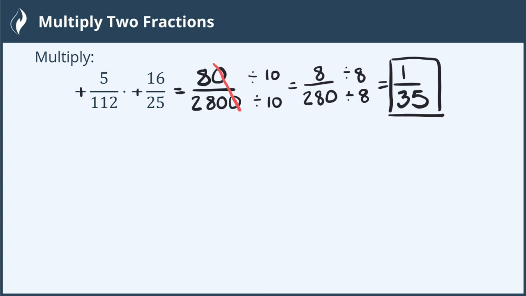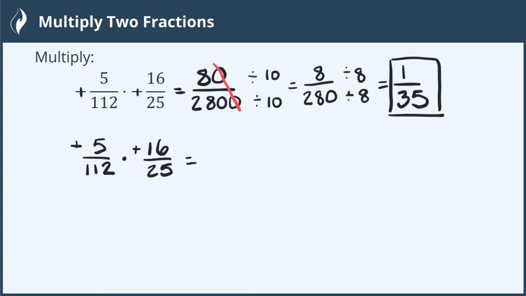Now that's the first way. The second way, and this is how I prefer it, is to simplify before I multiply, because then I have smaller numbers to work with. So again, I have negative 5 over 112. Now some of you will say that the negative should go in front of the fraction bar, but it can go in front and it can go on top if I want. So I'm going to put it up on top. And I'm going to do negative 16 over 25. And just like before, a negative times a negative is positive. So I'm going to change those right now so I don't get confused later.